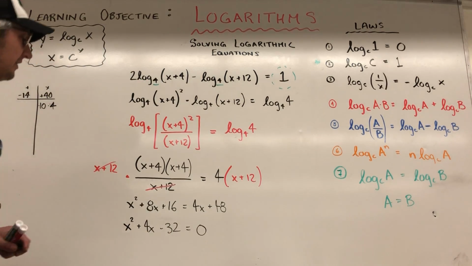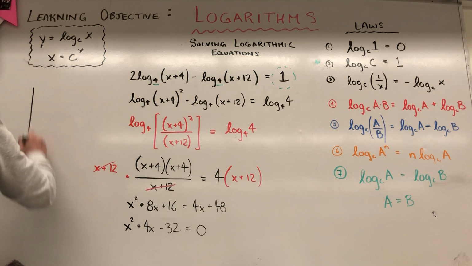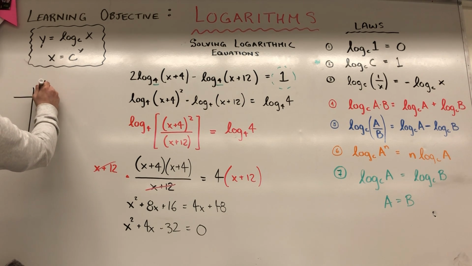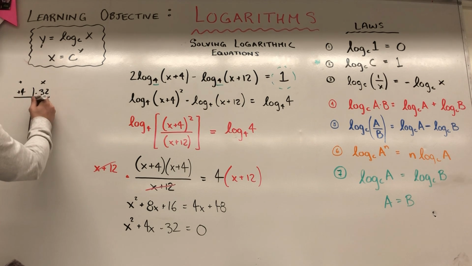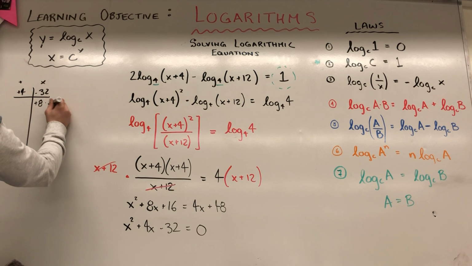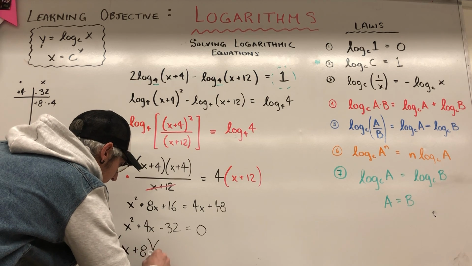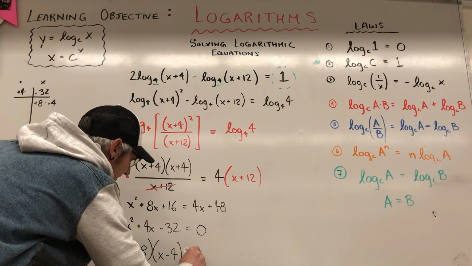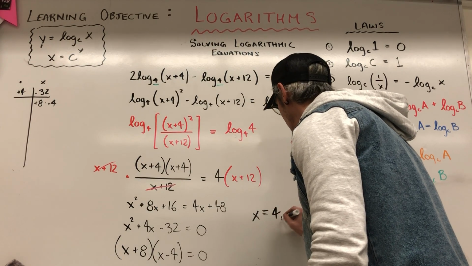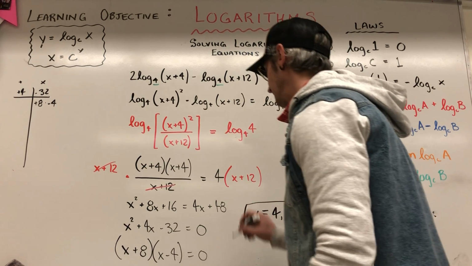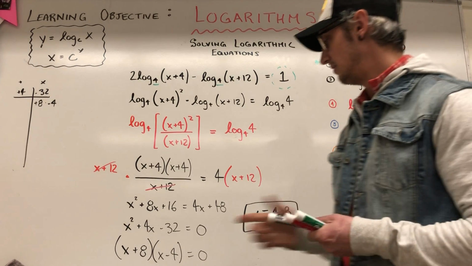Now I have a trinomial that I can solve for x using my product sum, because there's no number in front of my squared term. No number other than 1. Two numbers that multiply to negative 32 and add to positive 4. Well, I can tell already it's going to be positive 8 times negative 4. So this becomes x plus 8, x minus 4 is equal to 0. Therefore, x is equal to either 4 or 8. Sorry, positive 4 or negative 8, my bad.